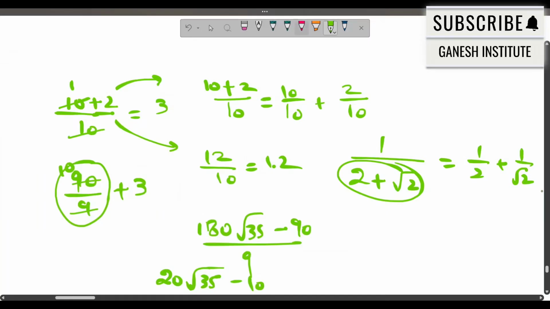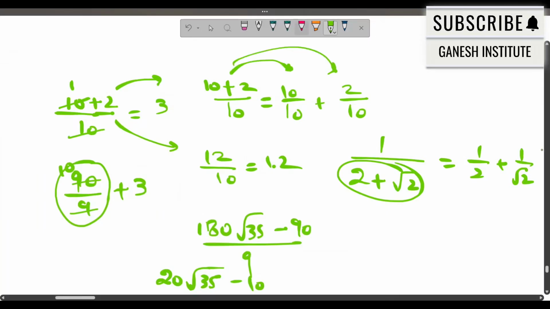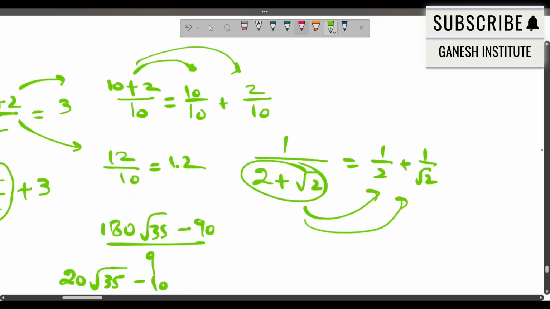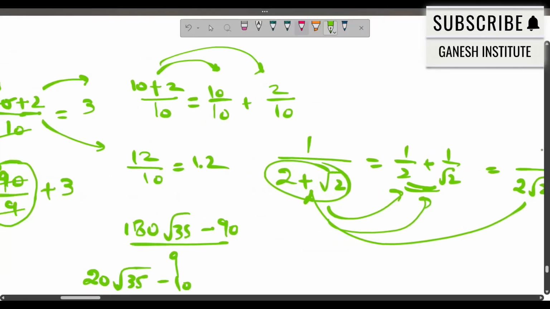I can distribute the numerator, but I cannot distribute the denominator, because if I distribute it, I take the LCM and then it will give me 2 root 2. No, multiplication, not addition. Yes, so it changes the arithmetic operation.